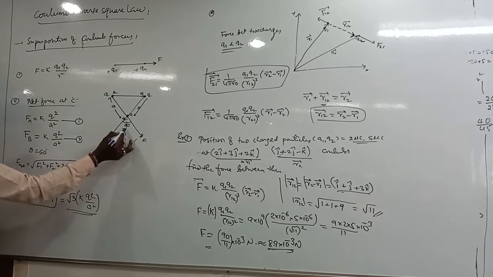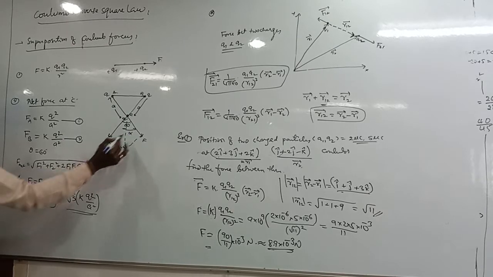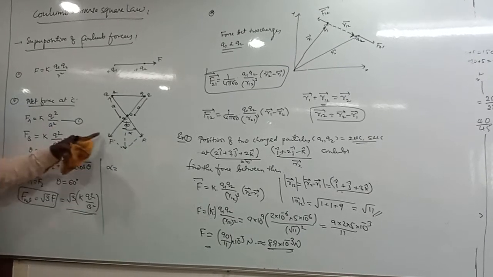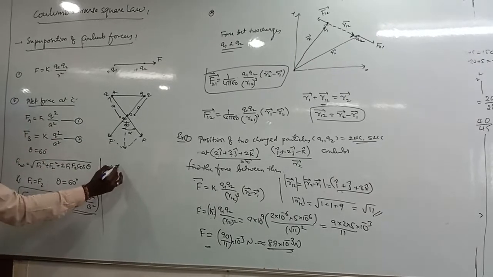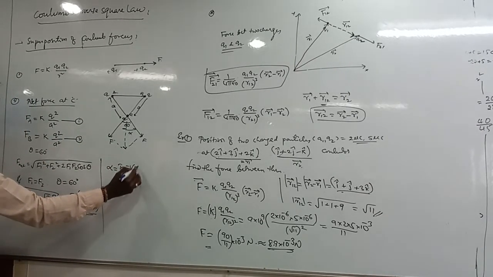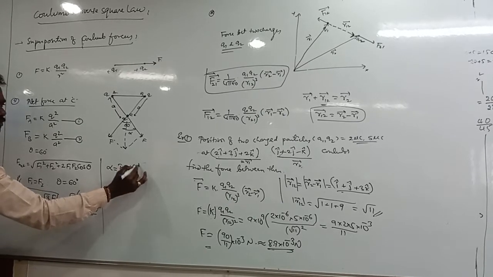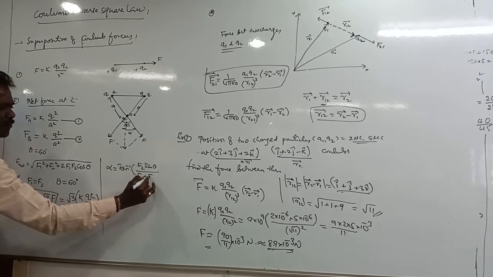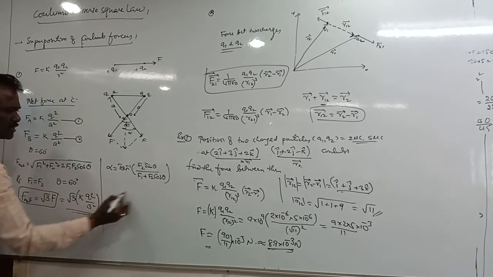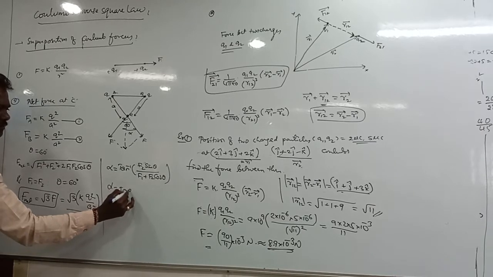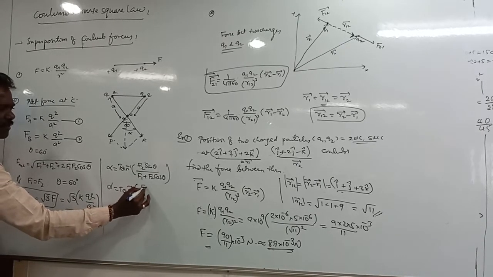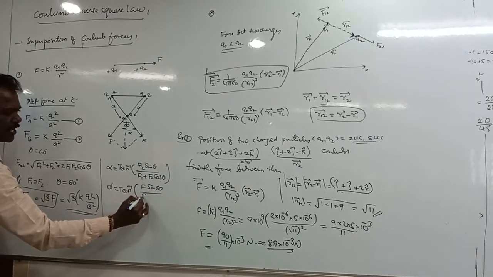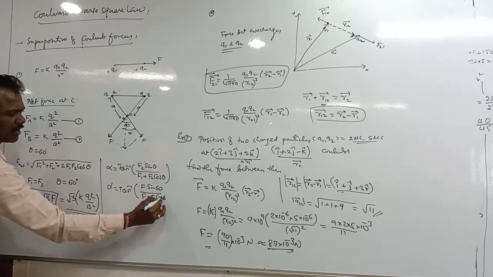What angle is it making here? Alpha. What formula are we generally using to find the direction of the resultant force? Alpha is tan inverse of F2 sin theta by F1 plus F2 cos theta. Alpha is tan inverse of F sin 60 by F plus F cos 60.